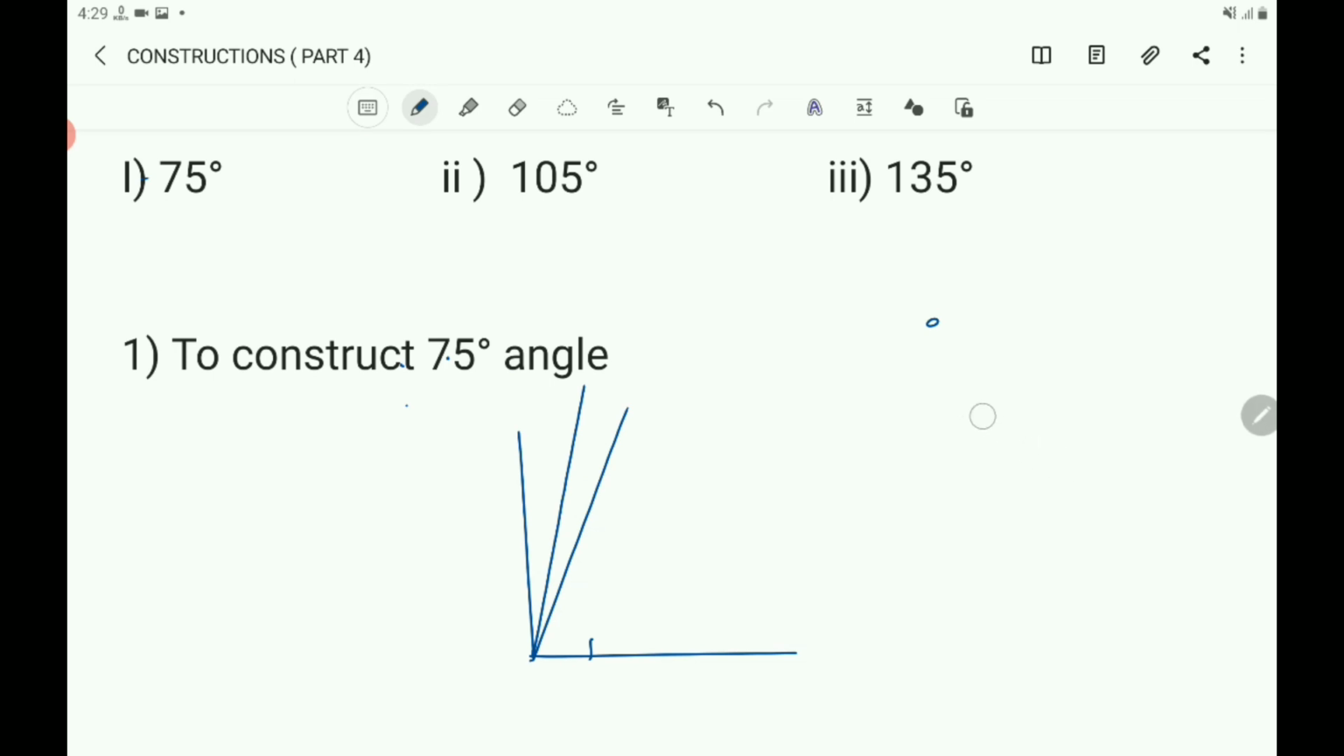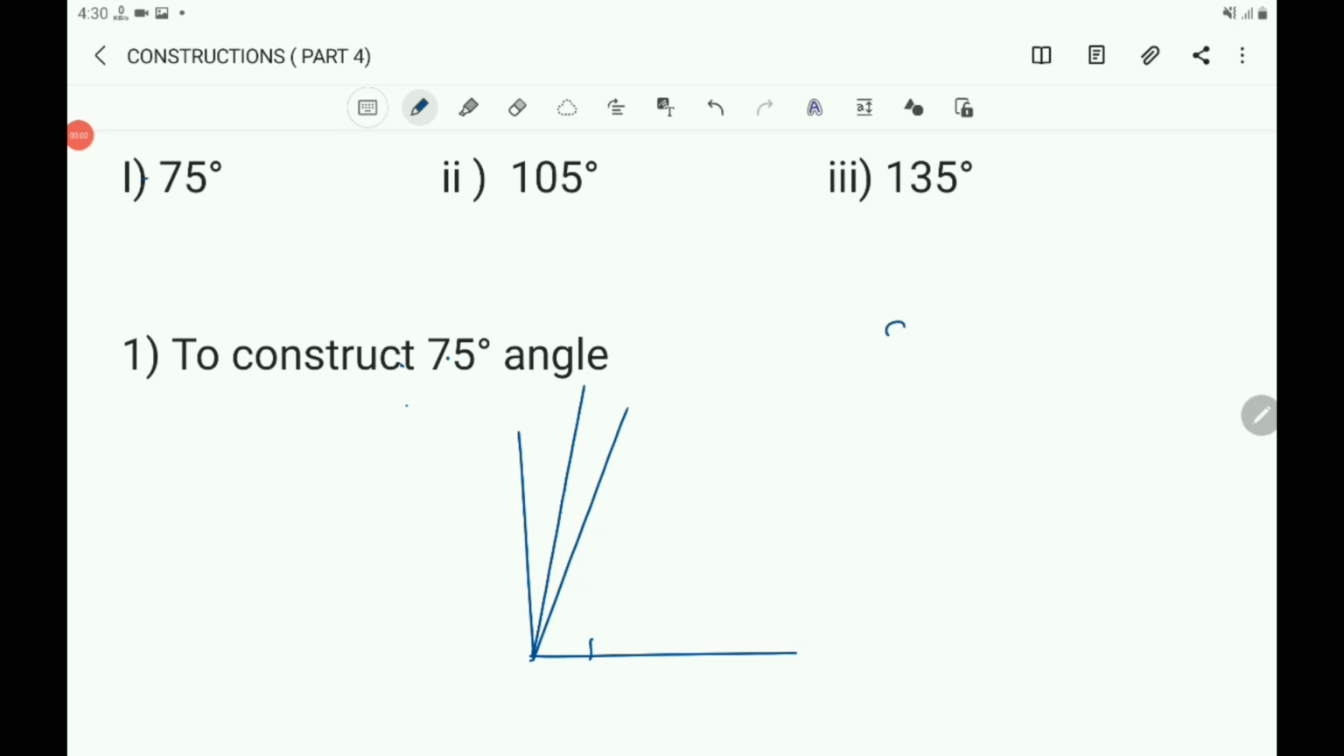And you know the method of construction of 90 degree angle, 60 degree angle and also 120 degree angle, and also the method of bisecting the given angle, drawing the angular bisector to the given angle. Now to construct 75 degree angle, directly it is not possible. You must take the help of the 90 degree angle and 60 degree angle.